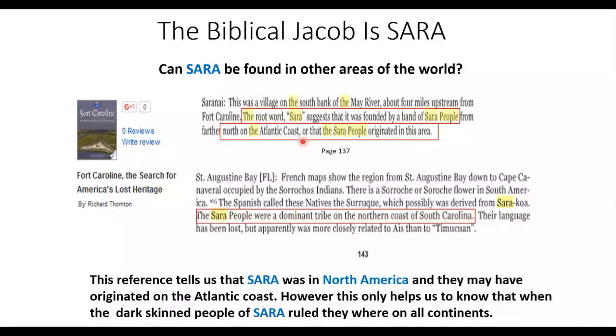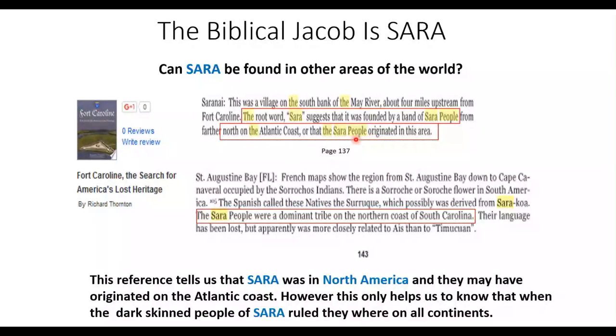But it says right here at the top, the Saranai, this was a village on the south bank of the May River, about 4 miles upstream from Fort Caroline. The root word, here we go again, SARA, suggests that it was founded by a band of SARA people from further north on the Atlantic coast, or that the SARA people originated in this area.